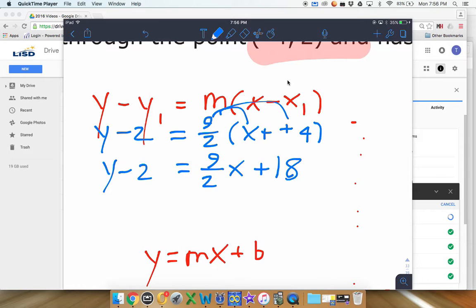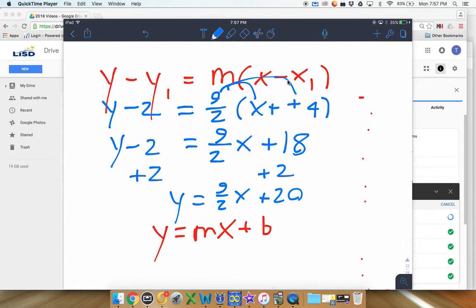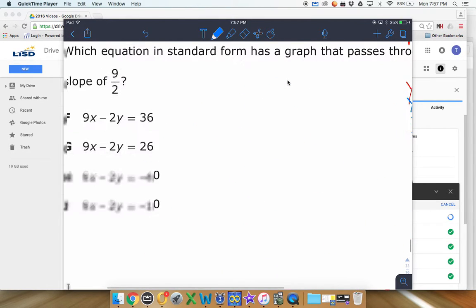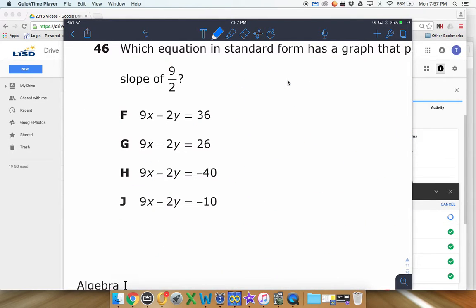Okay, now once we do that, we need to add 2 to both sides so we can get it all the way in slope-intercept form. y equals 9/2 x, and then I guess plus 20. Okay, but none of our answer choices are in that format. So we have to work backwards to get it into this standard form.